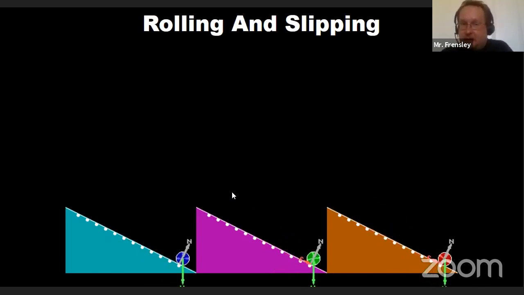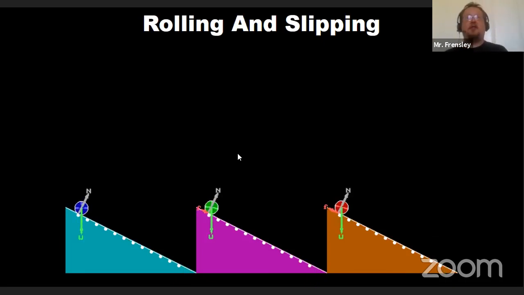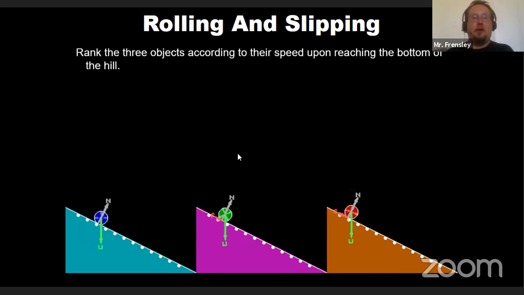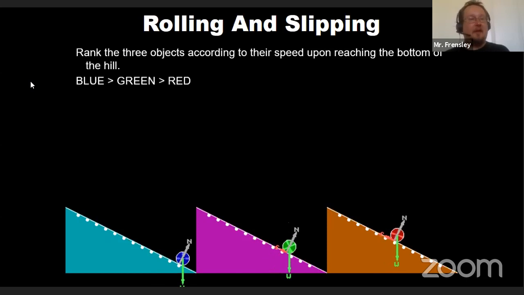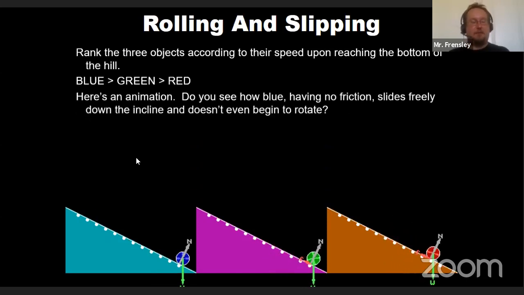So the green has a little bit of friction, and the red has a lot of friction because static friction is stronger than kinetic friction. So notice I'm arguing in terms of forces whenever I deal with rolling and slipping. Okay, so I say blue wins, then green, then red is the least speed at the end.